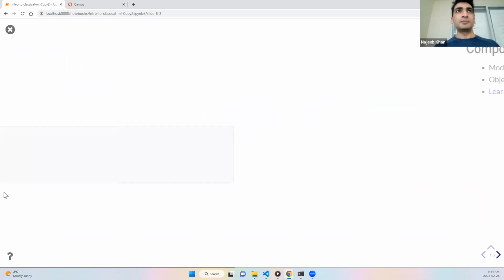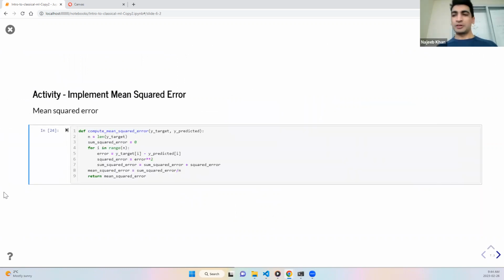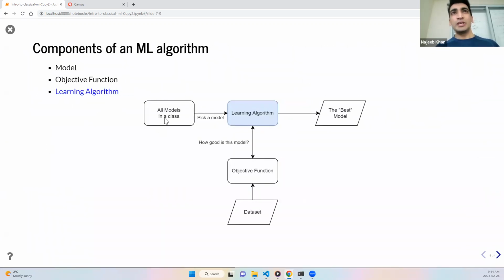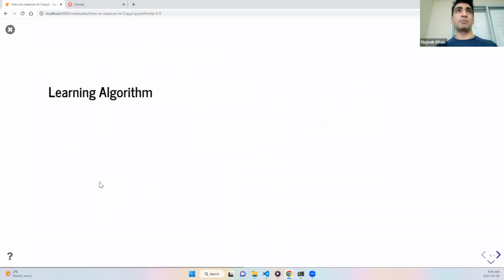Okay. So we have implemented a very popular objective function, the mean squared error. And so now we are ready to go. We looked at a bunch of model classes, linear regression, logistic regression, neural networks, and so on, and we implemented one of them, the linear regression. We looked at the motivation behind the objective function, and we implemented one of them, the mean squared error. Now is the time to look at how we pick a single model out of all the linear regression models and then use it as our model. That's the problem of the learning algorithm.